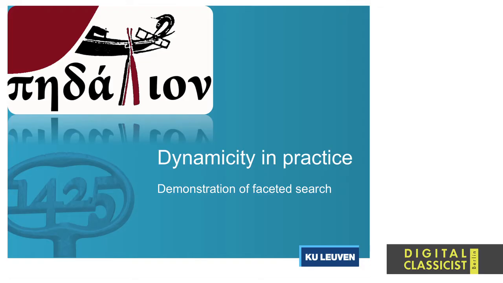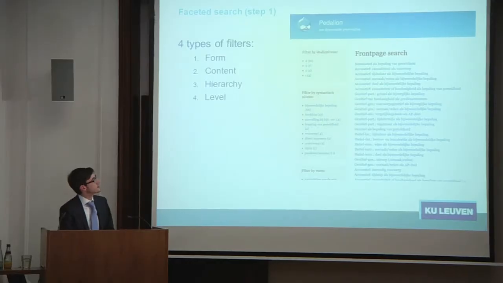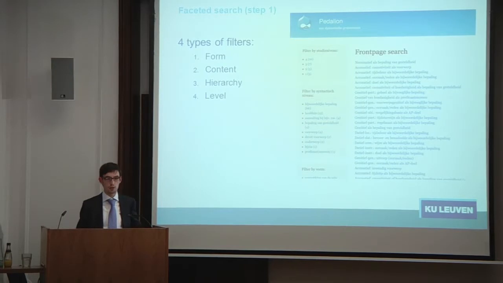Now I will shortly demonstrate how our faceted search works. This is not the definitive layout, but it's clearer to use this, I think, to demonstrate faceted search. When students arrive on the home page of our website, they will be asked to use one of these four types of filters. There are form, content, hierarchy, and study level filters, as we said before.